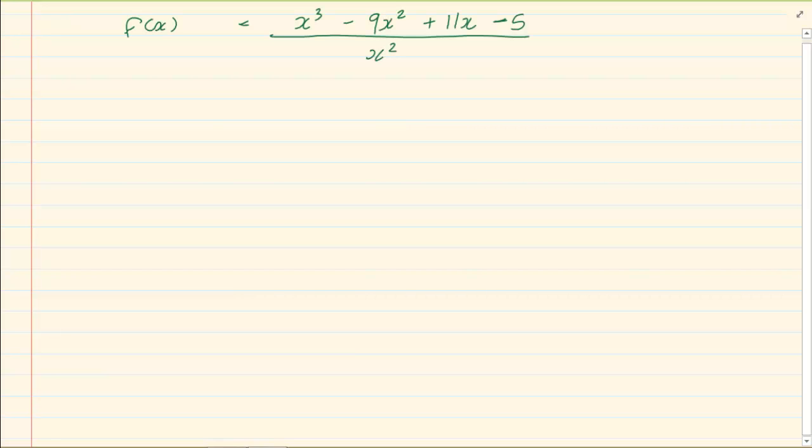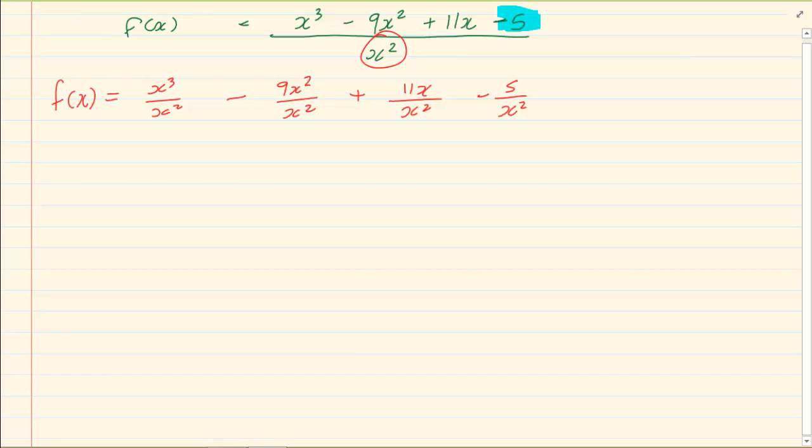Okay, now let us do a fraction where you actually can't factorize. So if I've got x cubed minus 9x squared plus 11x minus 5 all over x squared. I can clearly see I can't take out a factor because minus 5 doesn't have an x. So what do we do? Now we do a separation. We're going to say x cubed over x squared minus 9x squared over x squared plus 11x over x squared minus 5 over x squared. So what is happening is that the denominator is going to every term on top.